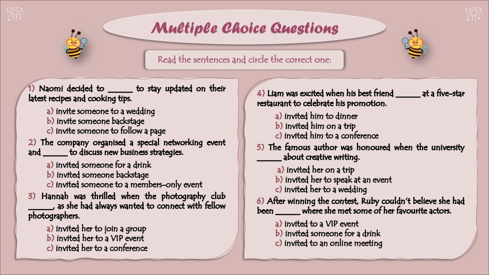4. Liam was excited when his best friend blank at a 5-star restaurant to celebrate his promotion. A. Invited him to dinner. B. Invited him on a trip. C. Invited him to a conference.